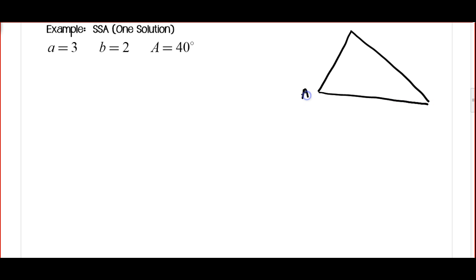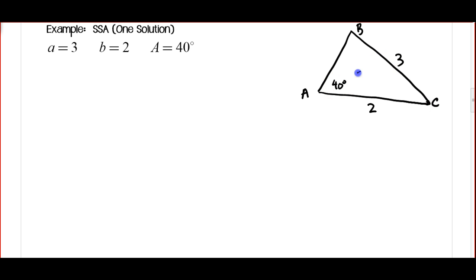And I tend to just draw the same generic triangle. So I've got triangle ABC, and then I label what I know. I know this side is 3, this side is 2, and angle A is 40. So when I go ahead and do that, I can see I've got two sides, and I've got an angle that's not in between them. The angle that's in between the two sides is angle C. That would be the included angle.